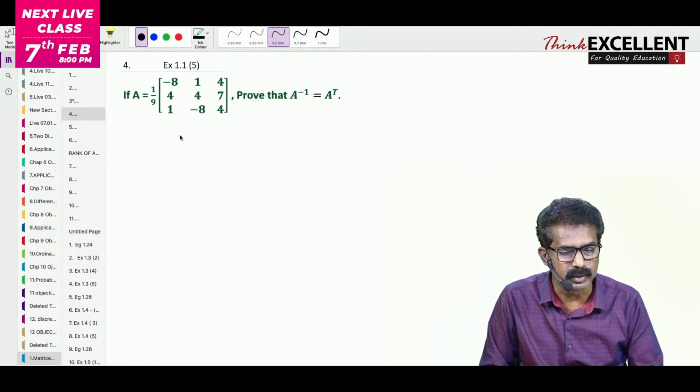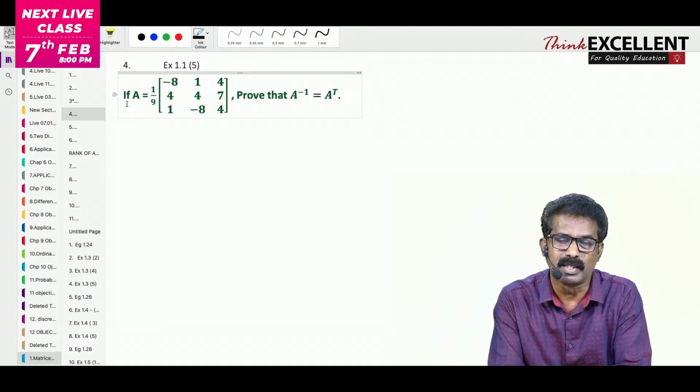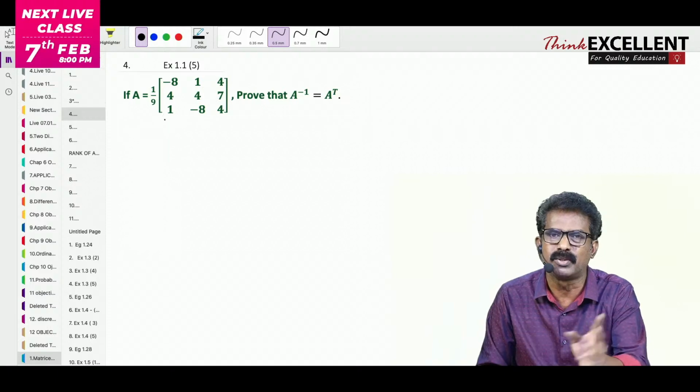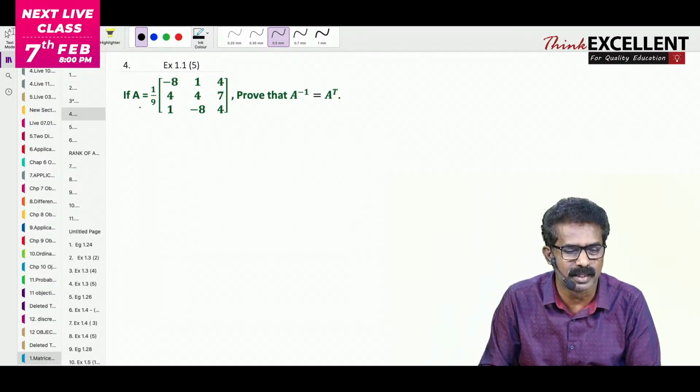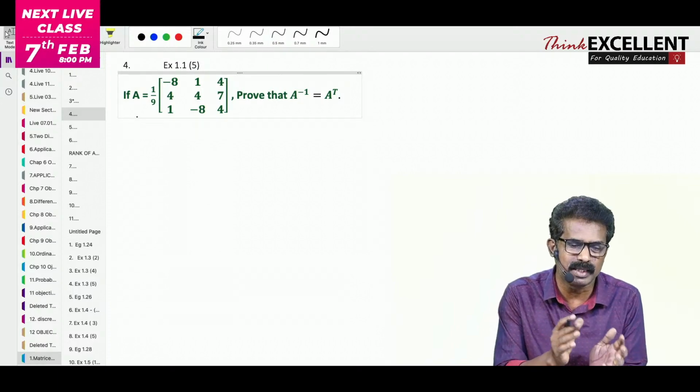Now look at this question. Question number 4. There is some easy method for this question. Listen very carefully. In 4 lines you can finish. It's a 5-mark question. Listen. A equal to 1 by 9. I have selected very carefully these type of questions.